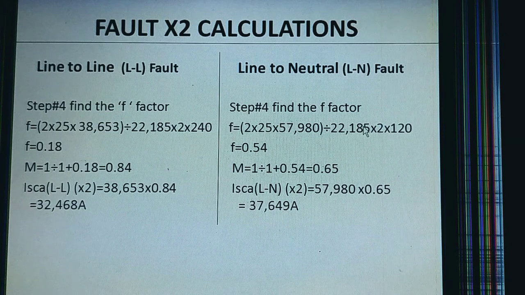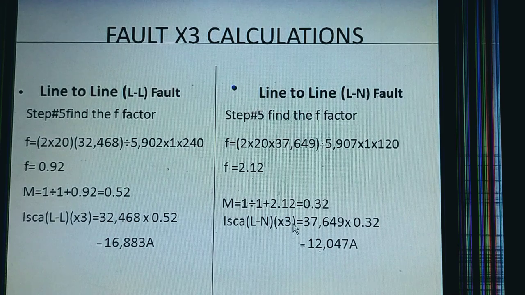Okay, you have this 57,980 here at the short circuit terminal. Then we have the result. The F factor is 0.58 because we only have this difference here, 120, with the same conductors, and the short circuit at the terminal is 57. Okay, now we have this 37,694. All right, let's go to the fault 3.